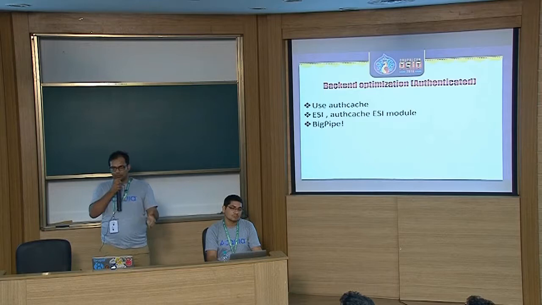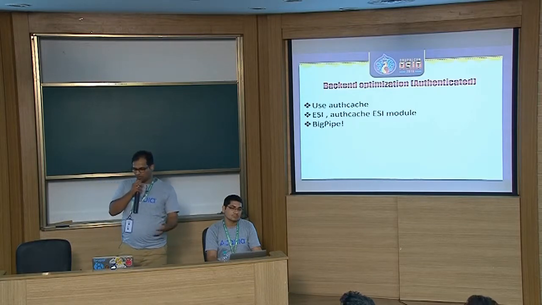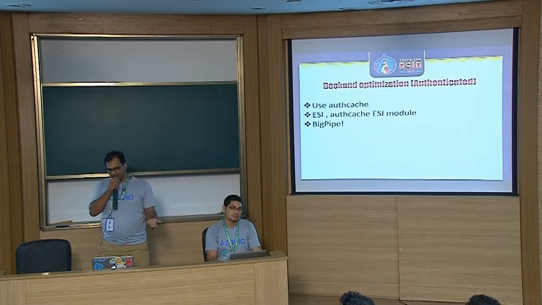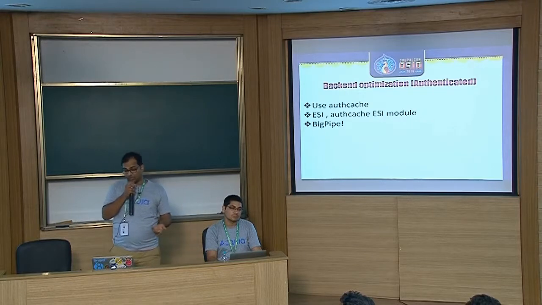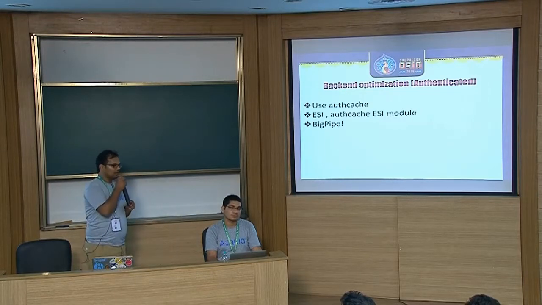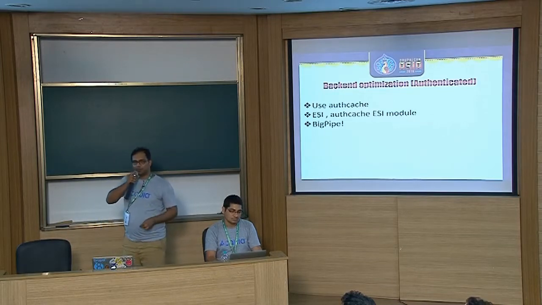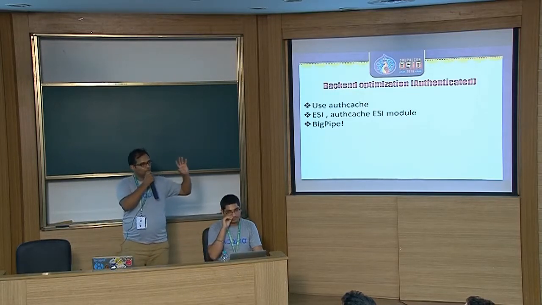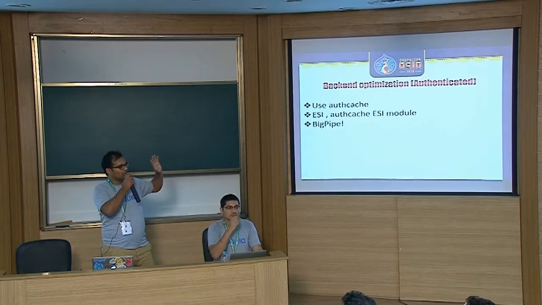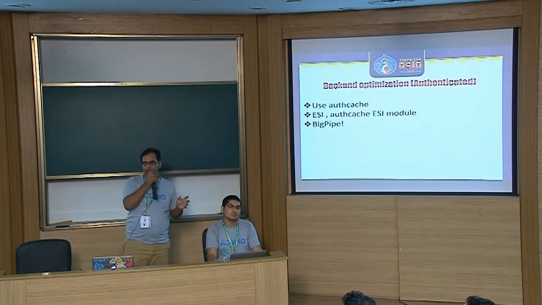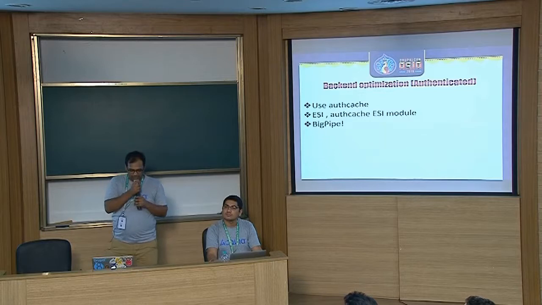So till now we talked about anonymous users mostly. Optimizing for authenticated users is a big challenge. Till Drupal 7, it was not an easy task. How many of you think you have done a very good job in optimizing for authenticated users? I don't think there's anyone, neither me.